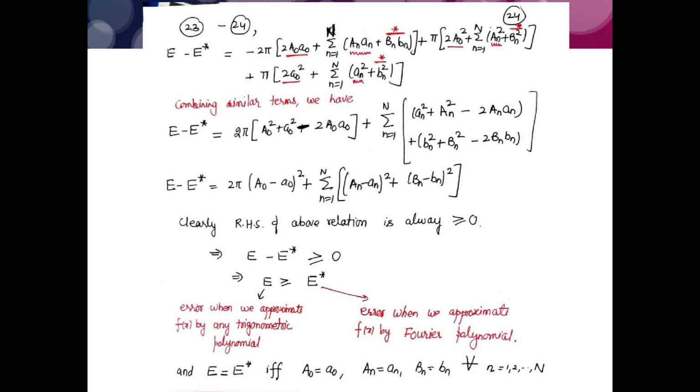So we can say that E minus E star is greater than or equal to 0, and hence E is greater than or equal to E star. So it proves that the error in approximating a function f of x by any trigonometric polynomial is always greater than or equal to the error when we approximate our function by Fourier polynomial. So we can say that error is minimum when E is equal to E star. So this is the proof of the result that Fourier polynomial approximation is the best approximation.